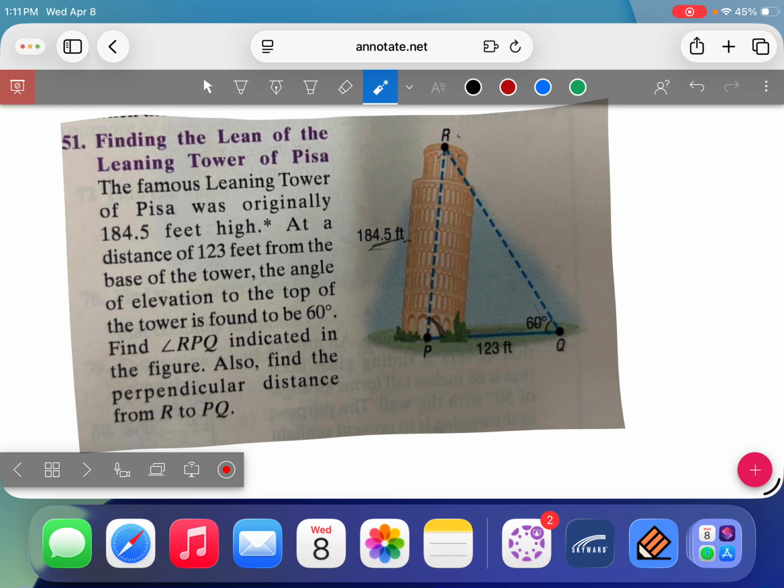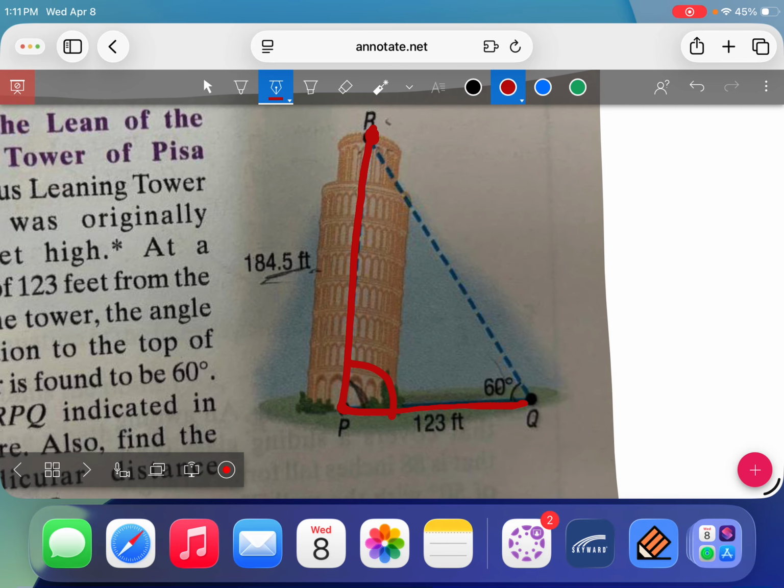So they want us to find angle RPQ. So let me trace that out. From R to P to Q would be this angle right here. So let's start off with that. Do we have enough information to find P? Not at the beginning, right?